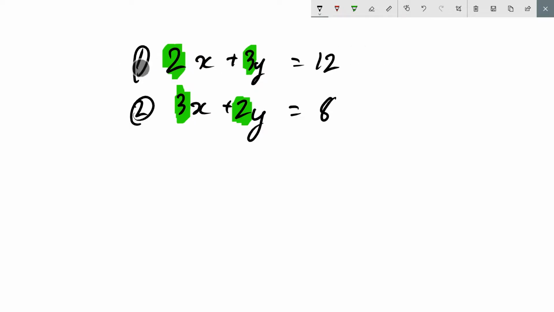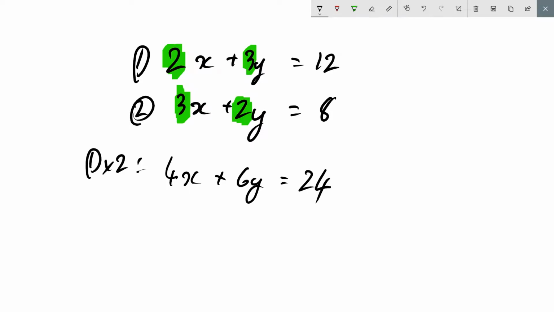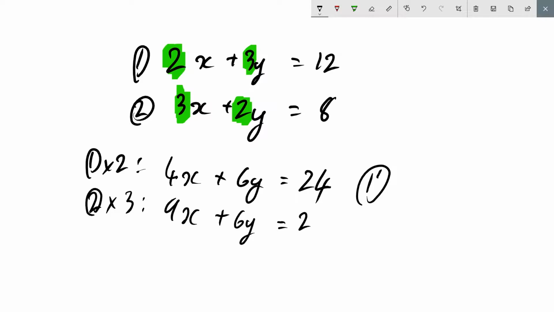So I'll times the top equation by 2, equation 1 times 2. And what is that? That is 4x plus 6y equals 24. And I will call that 1 dash, but you can also call that equation 3, whatever you call it. Second equation, I'll times by 3, so I get 9x plus 6y equals 24.